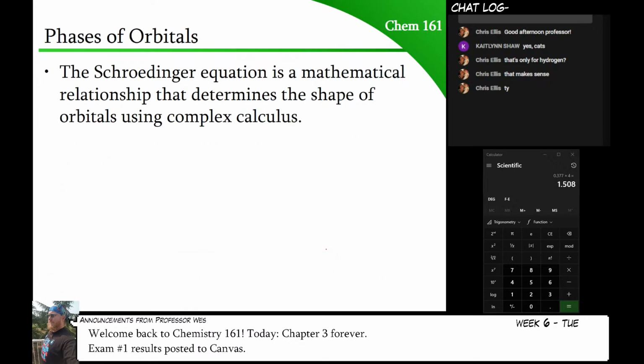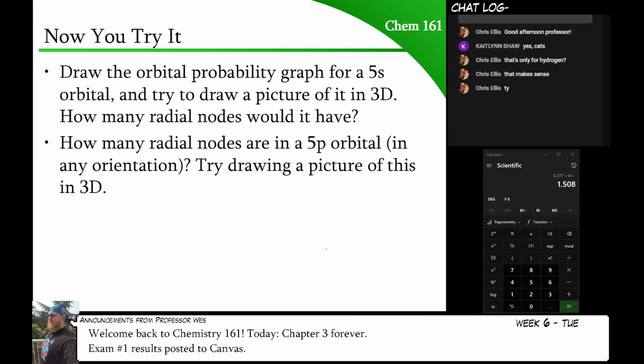All right. What I want you to do now is try and draw these orbitals. I want you to draw 5s and 5p. Try to draw a picture of these, and then answer the questions that I have here. So, how many radial nodes are there? How many planar nodes, etc.? And we'll go over the answers in just a bit.